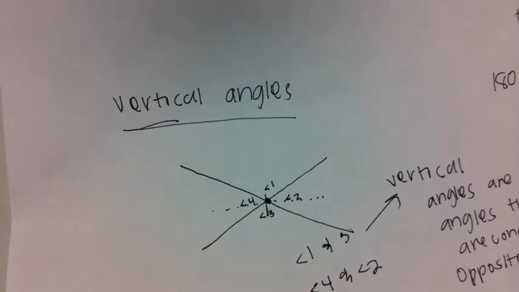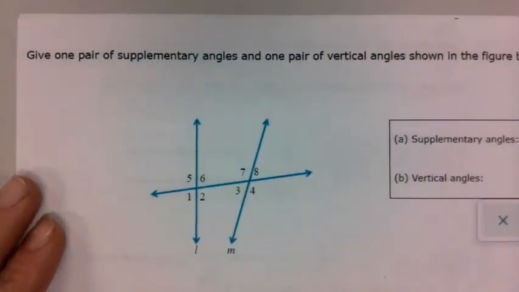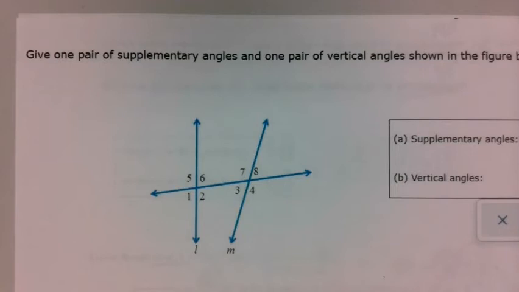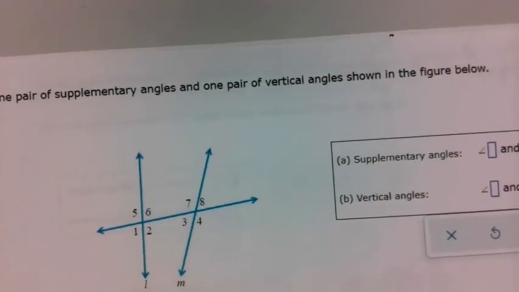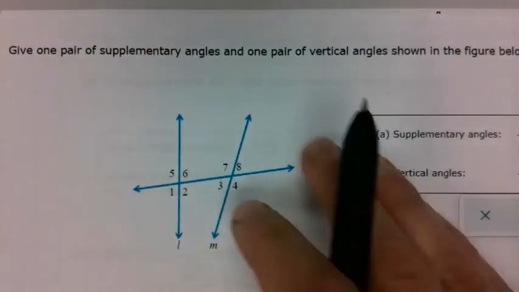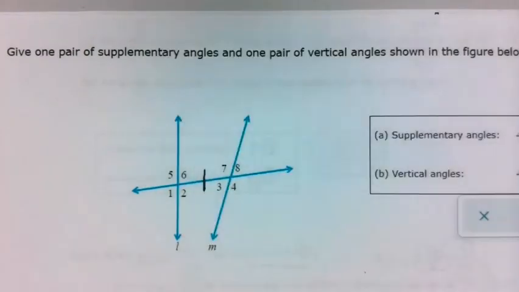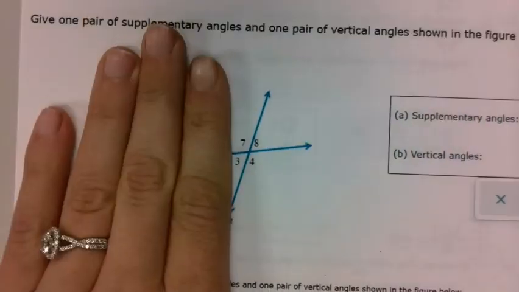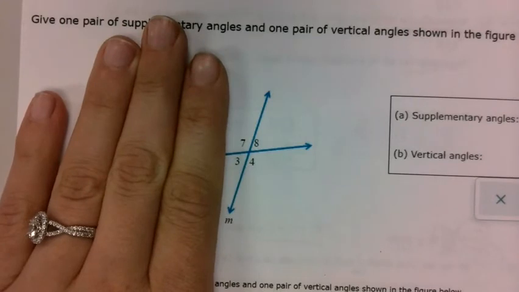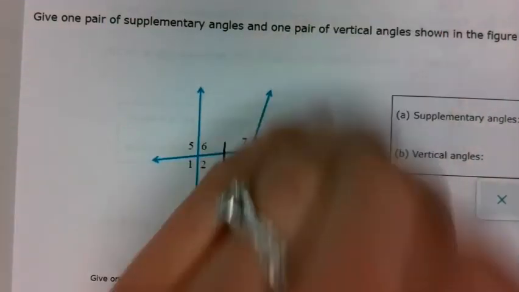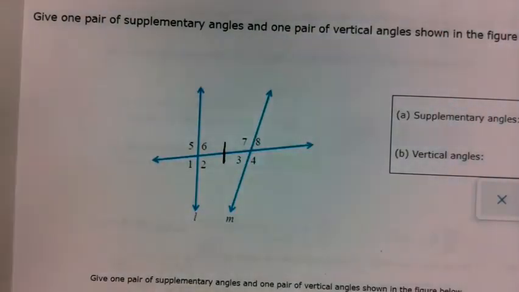So let's go ahead and look at a diagram. This asks me to give one pair of vertical supplementary angles and one pair of vertical angles. So as I look at this huge diagram, I notice, if I were to chop it right here, I have one pair of lines that cross, and I have two pair of lines that cross. So I've got a lot of different pairs of vertical angles.